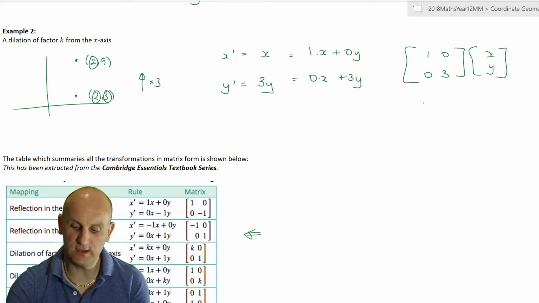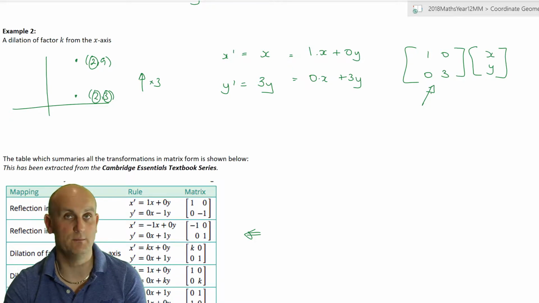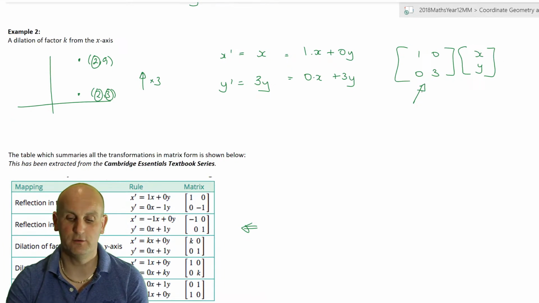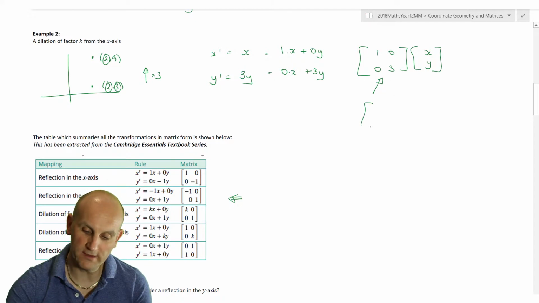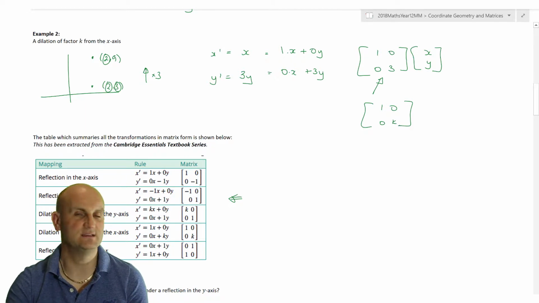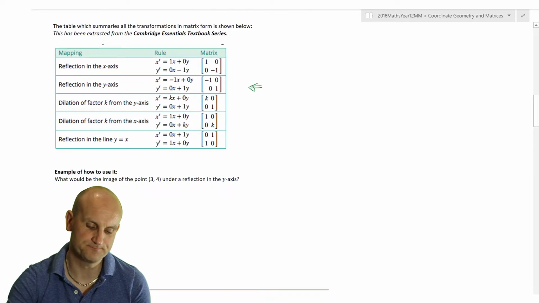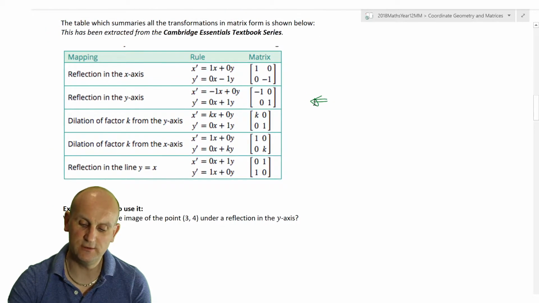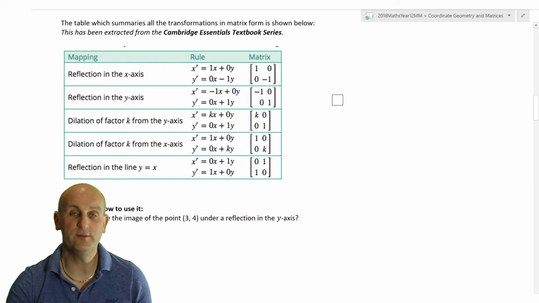So, in this situation, to do a dilation of factor 3 away from the x-axis, I would multiply by 1, 0, 0, 3, which I could make more formal by saying 1, 0, 0, k if I wanted to change that scale factor from 3 to 7 to 12 or whatever else. And lo and behold, ladies and gentlemen, if I was to continue doing this, and I'm not going to because we'd be here all day, then we would end up with the table shown there.